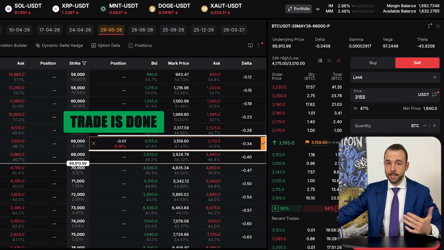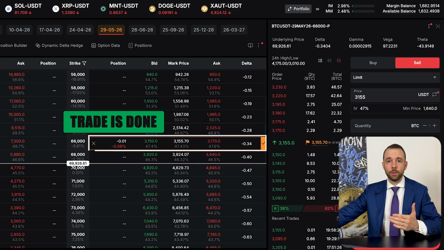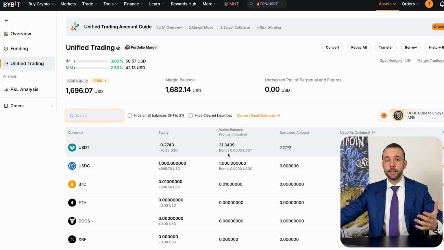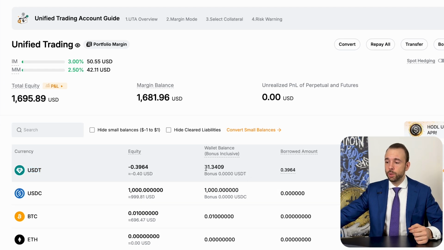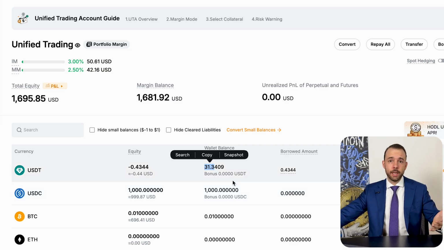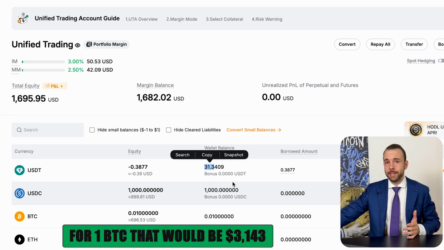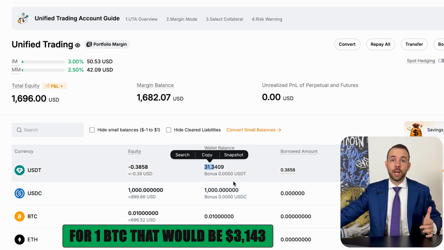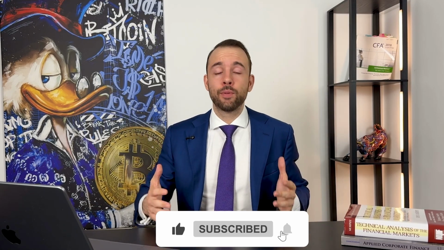Confirm, and it's done. So USDT should be directly credited to my account. So let's check. And here you can see, now I have a balance of 31 USDT. And this is exactly what I received for my readiness to buy 0.01 BTC at the price of $66,000. And as you can see, that's a great strategy. But now let's go step by step from the beginning.